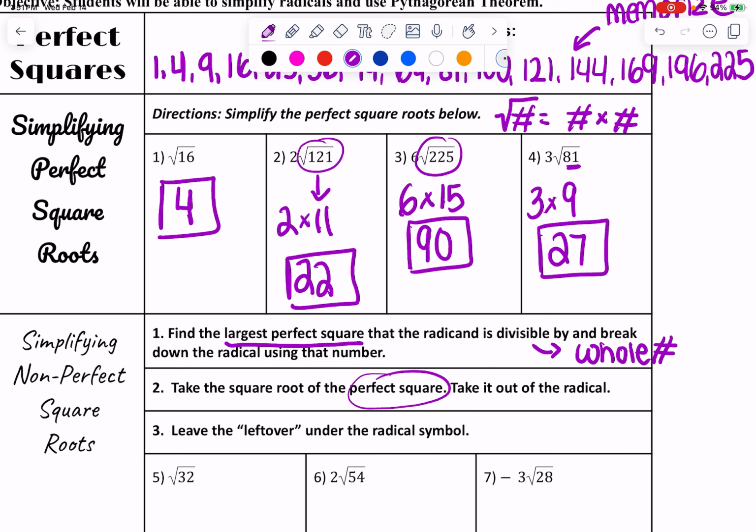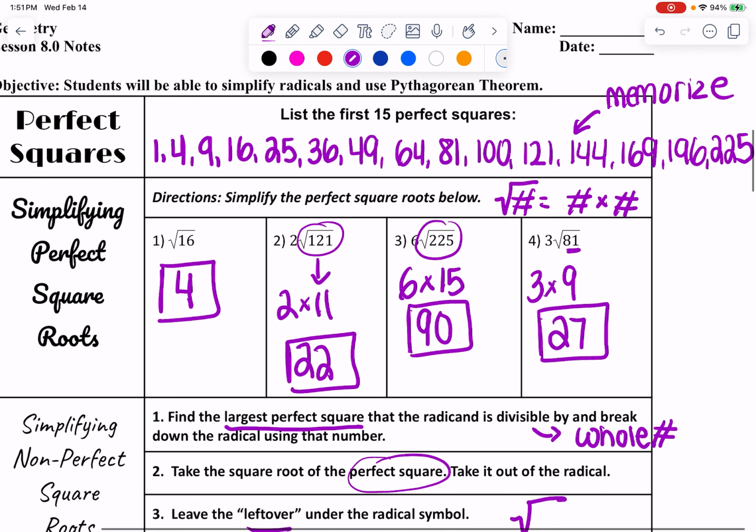What's going to end up happening is you're going to have these leftovers. You're going to leave those leftovers underneath the radical symbol, okay? Which means you're going to have this in your answer, okay? So let's just practice using a couple of these. Just a reminder, I know you can't see them, but I'm thinking like I'm using one of these, okay?